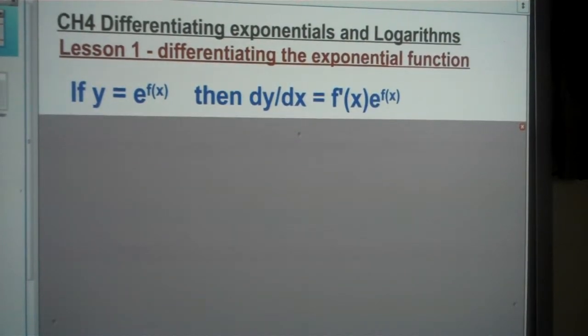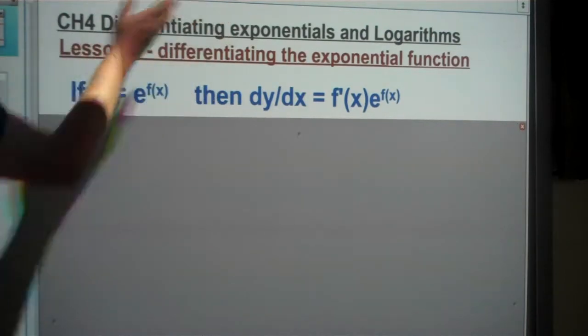This is the first lesson in chapter 4, and this is about differentiating exponentials and logarithms. So far, the only work we've done on differentiation and integration has just been polynomials. So this is where it starts to get a little confusing, and you've got some more rules to learn. Before, all you've really had to learn is bring the power to the front, decrease the power by 1. So there's a little bit more to it than this.